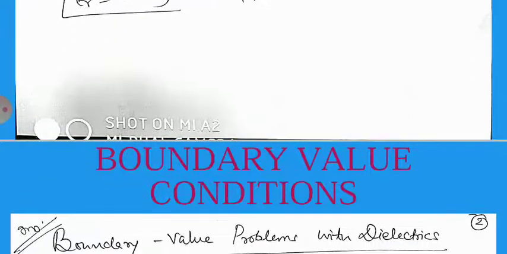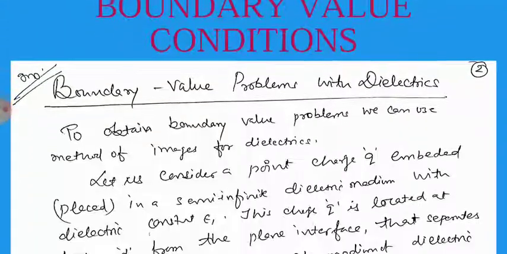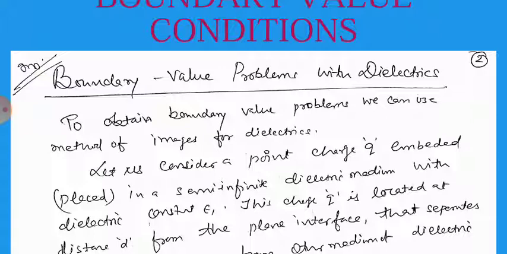Now we switch over to our important topic, boundary value conditions. What are boundary value conditions? They give the relations between the electric field, magnetic field, and the potentials and their gradients at the interface of two mediums. Here the interface is between dielectrics, so this gives the relations between the electric field components in the first and second medium having different dielectric constants. To obtain boundary value conditions, we can use the method of images for dielectrics.